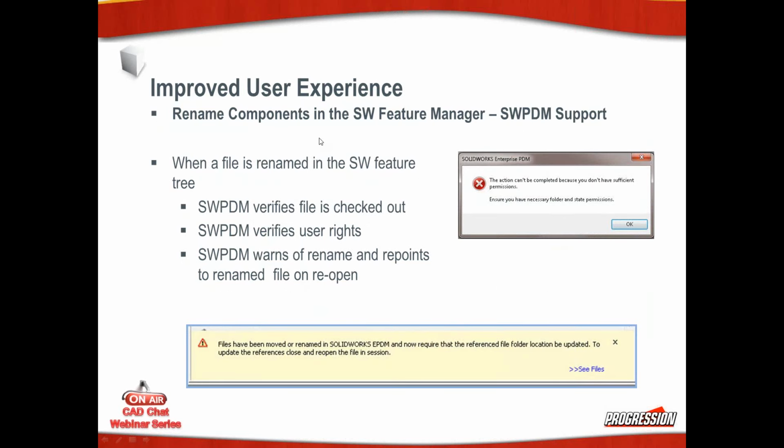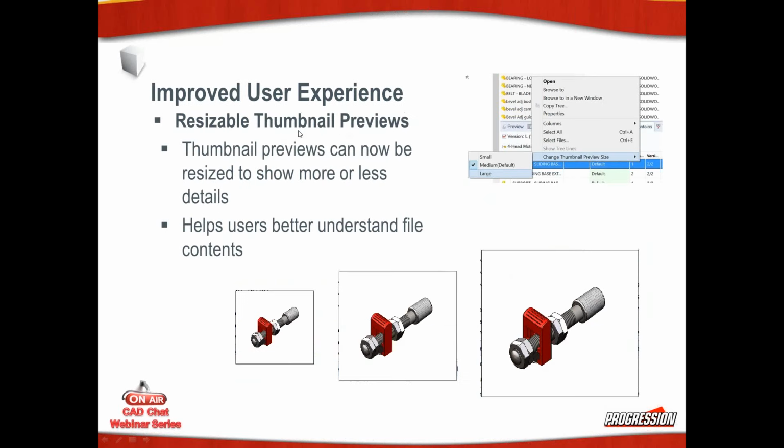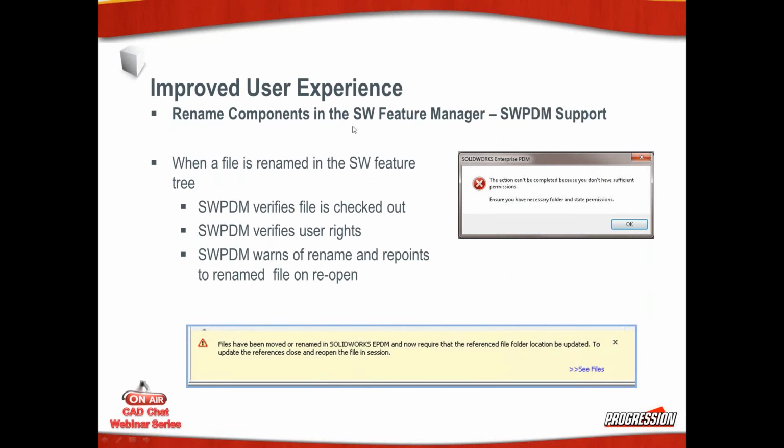Another change in the interface: customers have been asking, can we change the file names or rename a component in the assembly at the feature tree level? Now, sometimes this has caused issues, of course, in keeping PDM up to date. Now, in 2016, in the feature tree within an assembly, the file can be renamed pretty easily that way through the feature tree.